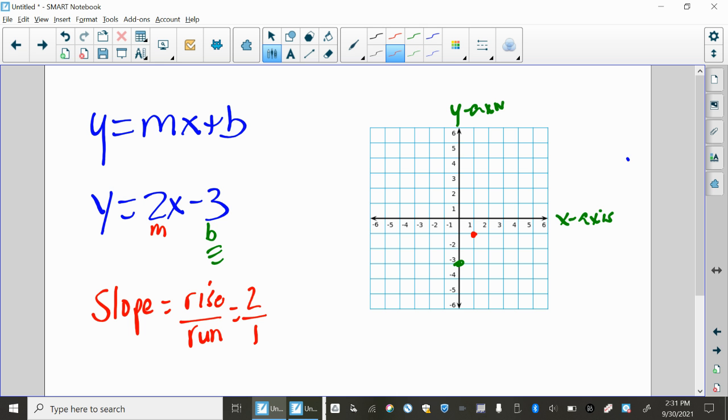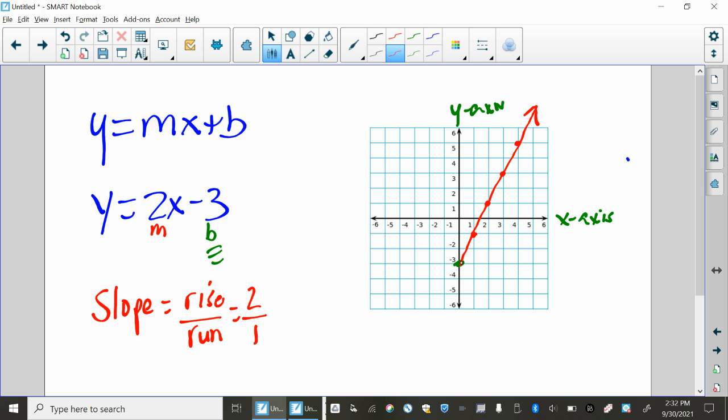Put a dot there. From this red dot, go up 2 and over 1. Up 2 and over 1. We continue following that pattern. I'll do it one more time. Up 2 over 1. There's our line. If I were to connect that, it goes on forever and ever. So we just extend it and put the arrow there. Now this is a line. What I have here is a ray, but a line goes forever in both directions.